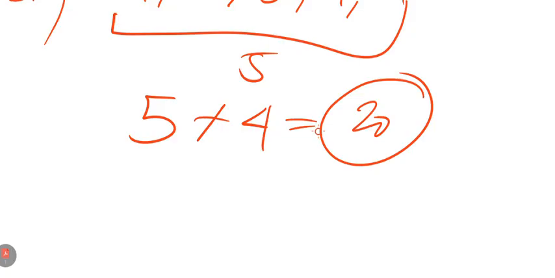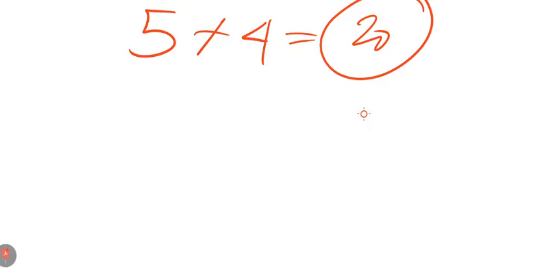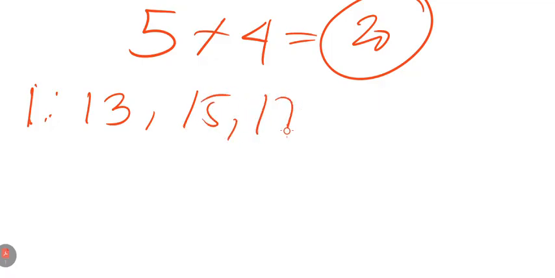Now, the second step is to find the list of the favorable outcomes. So we're going to list them out, from 1, 3, 5, 7, and 9. Let's write it down here. We have 1: 13, 15, 17, and 19.